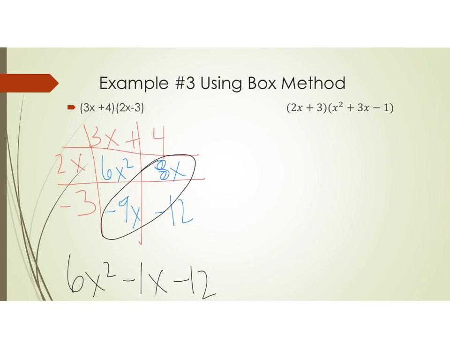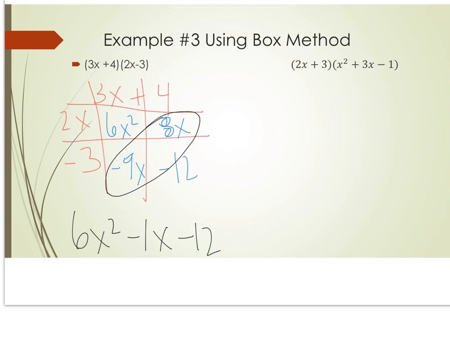Let's try using the box method with a larger polynomial. The box method is best for larger numbers or bigger polynomials. We're going to start by drawing the boxes. So I'm going to put 2x plus 3 on the top. And down the side I'm going to list my 3 terms: x squared, 3x, and the negative 1. Again, take that negative with it. Let's make the boxes.